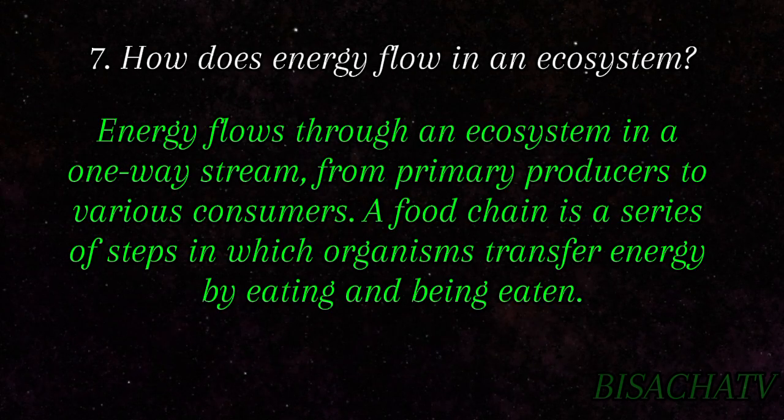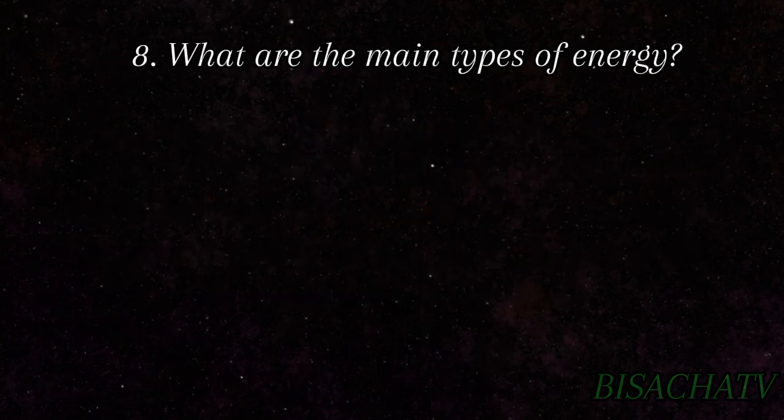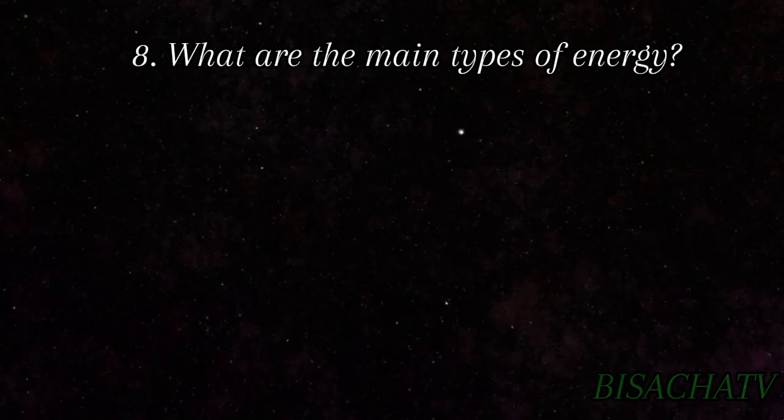Energy flows through an ecosystem in a one-way stream, from primary producers to various consumers. A food chain is a series of steps in which organisms transfer energy by eating and being eaten. 8. What are the main types of energy?